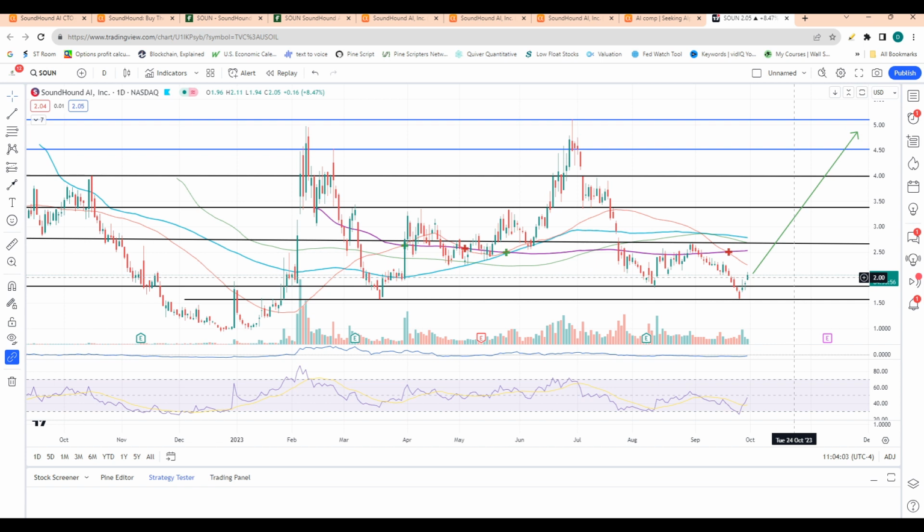Really, SoundHound AI's business has never been stronger, which leads me to believe that this company is a major long-term opportunity within the AI space. So I'm very bullish on this stock. It's one of my favorites throughout the market.